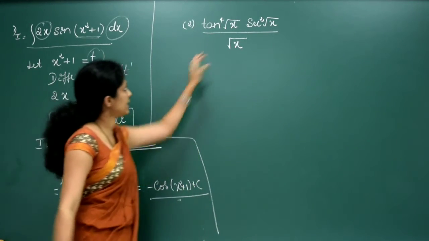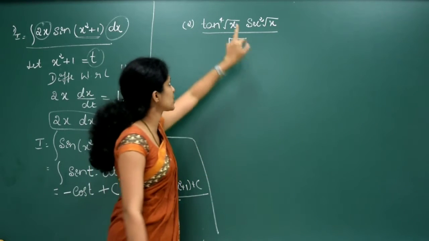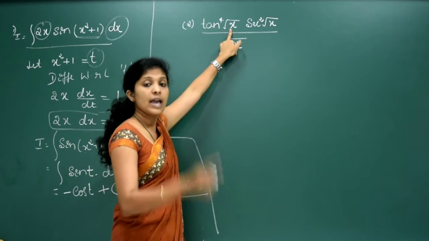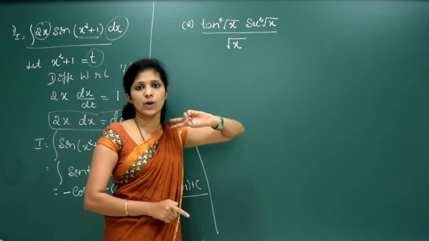Now let us see this one. See here, two methods are possible. You can give the substitution as first root x. Okay. If you give the substitution as root x, then again you have to give the substitution. I mean 2 times you have to do.